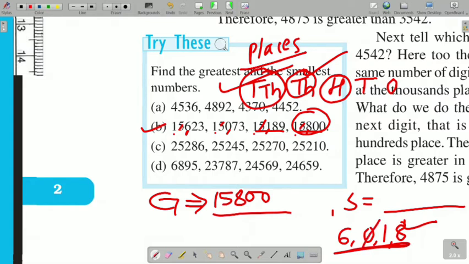So 0 is the smallest. So which number we will take? This one, 15073. So in this way we found our greatest and smallest number. So these two are for your homework.